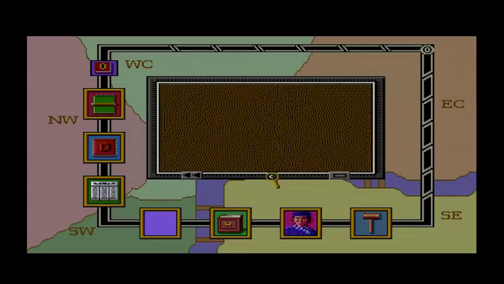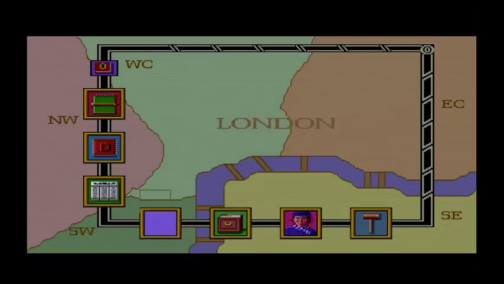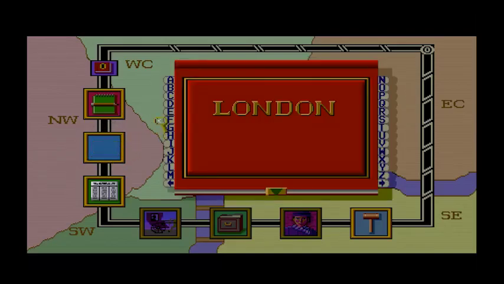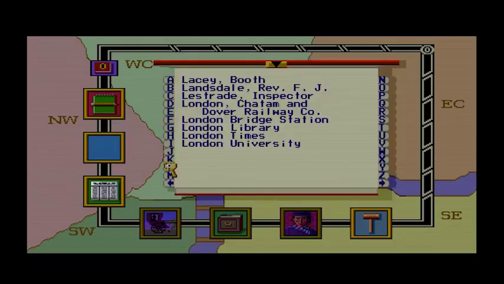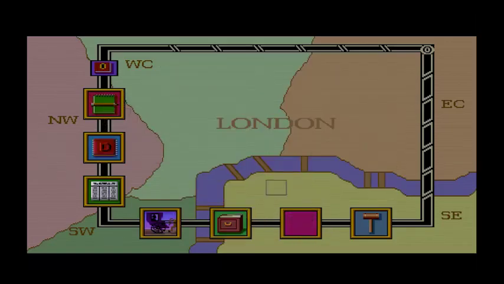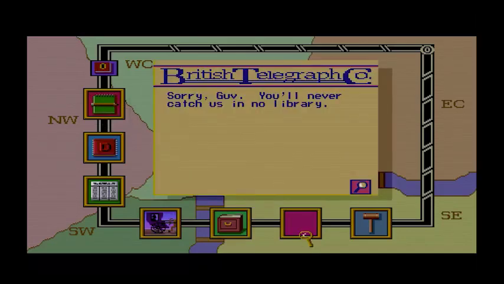I see. Alright. Would that be under London Library? Sorry, Gov. You'll never catch us in no library.